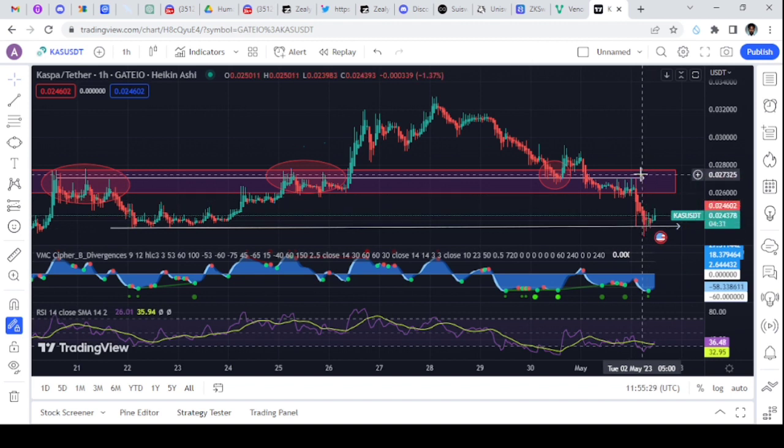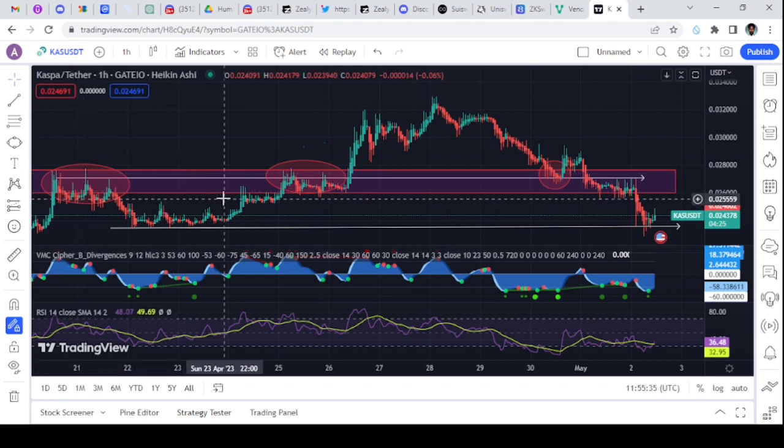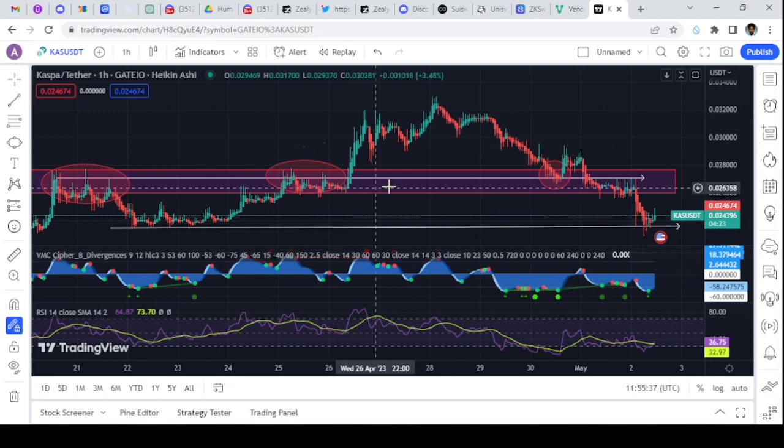Now, there's a structure I marked with a rectangle right here. The reason why I marked this particular structure is because it's the structure where the price of KASPA was supposed to continue the uptrend from on Sunday, the 30th of April. But instead of continuing the uptrend, it broke below that structure and established a downtrend.